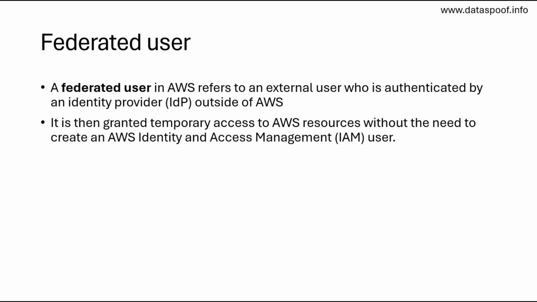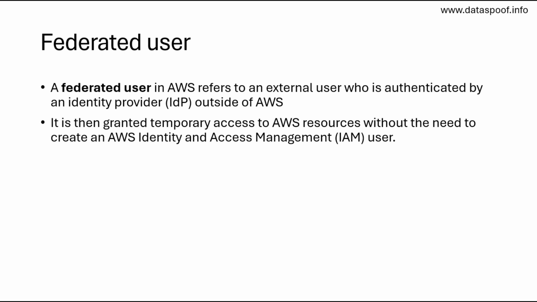Suppose that there is a user who can access your system or application using their own credential from another trusted place. This type of user that I am talking about is called a federated user. It is an external user who is authenticated by an identity provider outside of AWS. Here you grant some temporary access to the AWS resources without needing to create an AWS IAM user. This type of user is called a federated user.